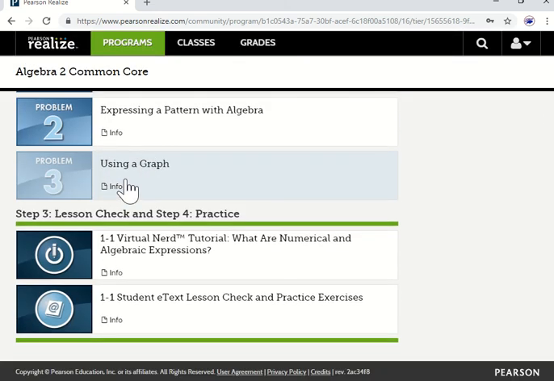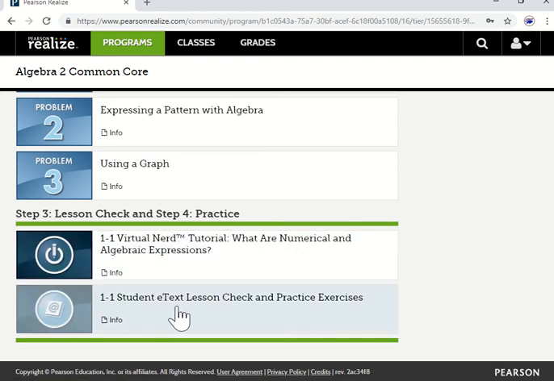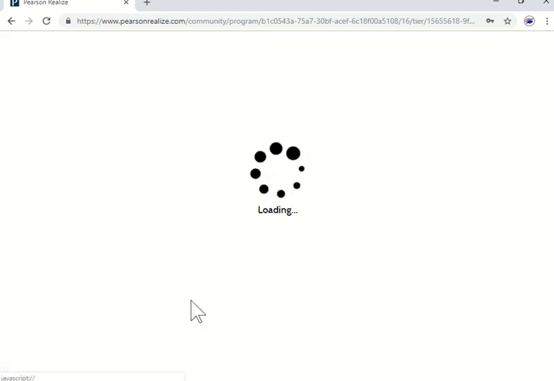And they also have this lesson check and step 4 practice. So, well, here's just your textbook, I believe, right? Let's see here. What? Pearson e-text applications.